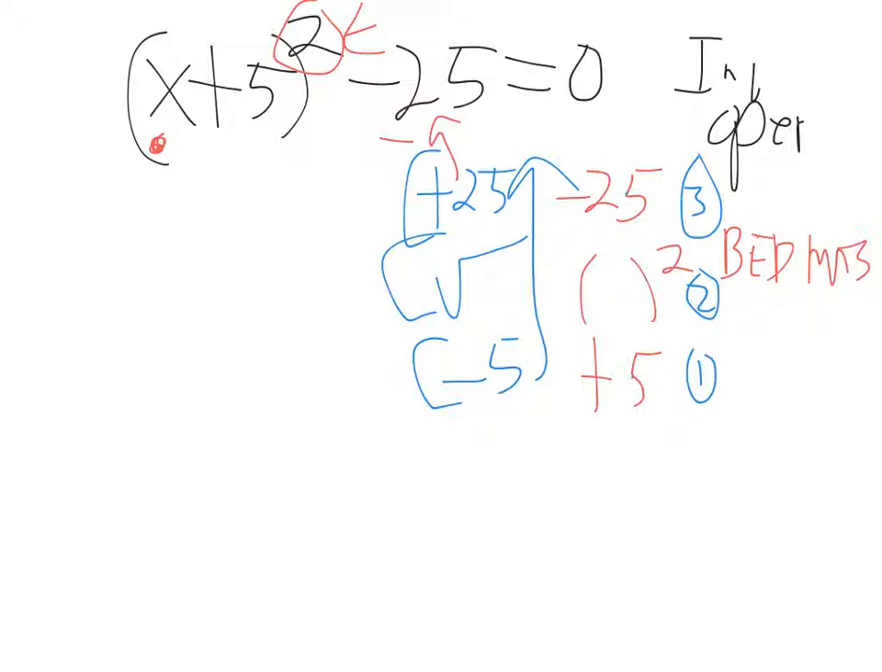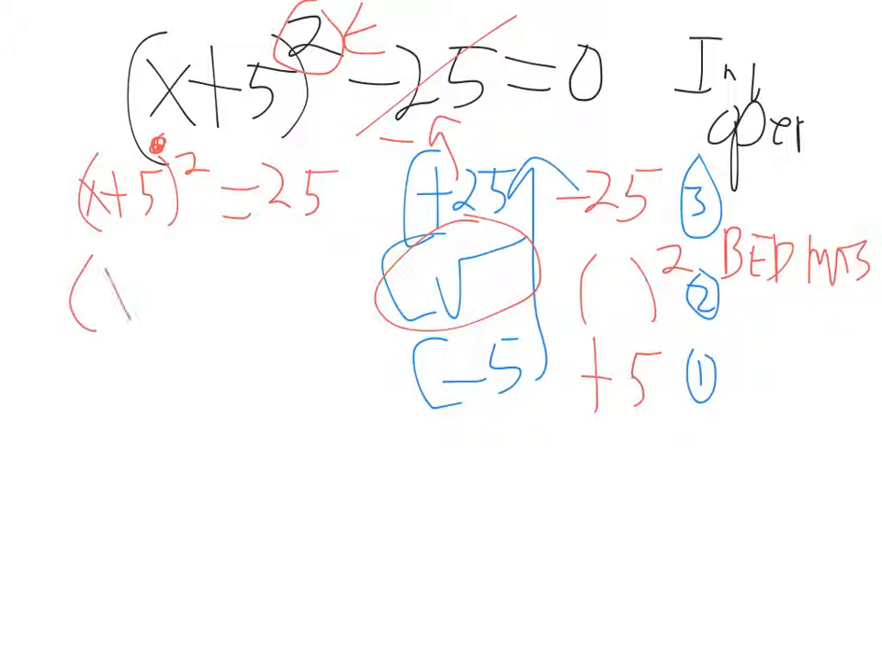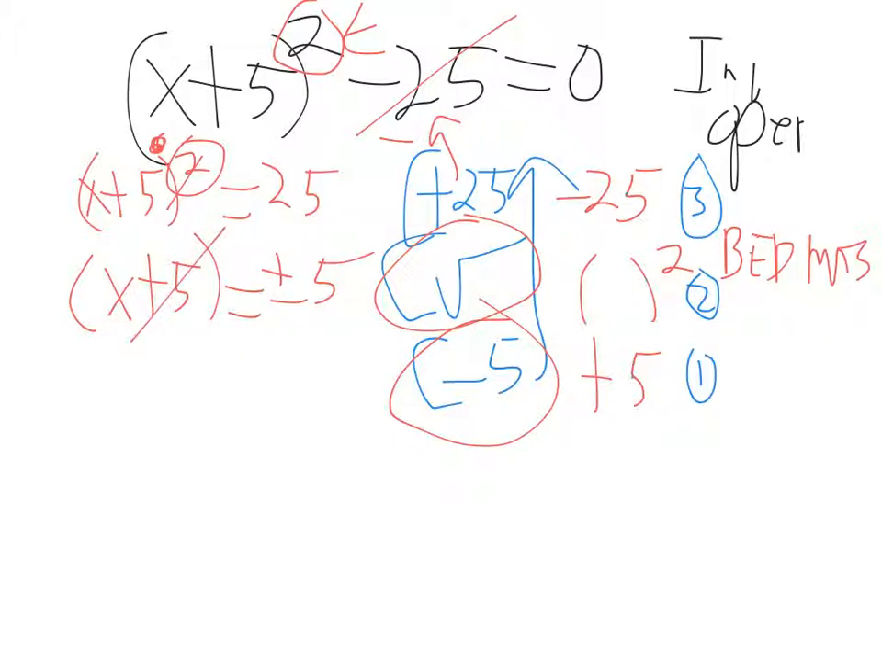So here we go. The first thing I need to do is add 25. That gets rid of that, so I'd have (x plus 5) squared equals 25. The next thing I would do is square root. So I'm going to get x plus 5, which gets rid of that root sign, and then it's going to be plus and minus 5. The last thing I want to do on both sides is minus 5, which gets rid of that plus 5. So x is going to equal plus and minus 5 minus 5.